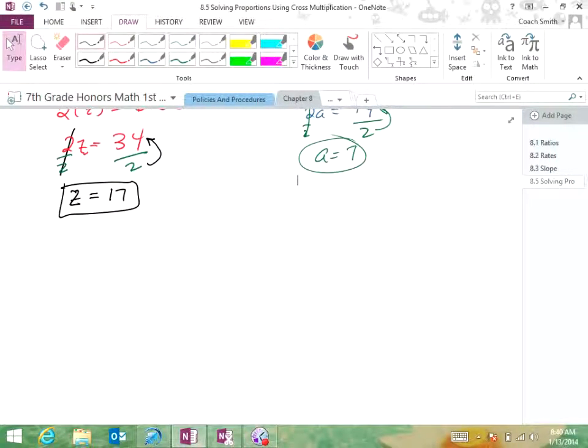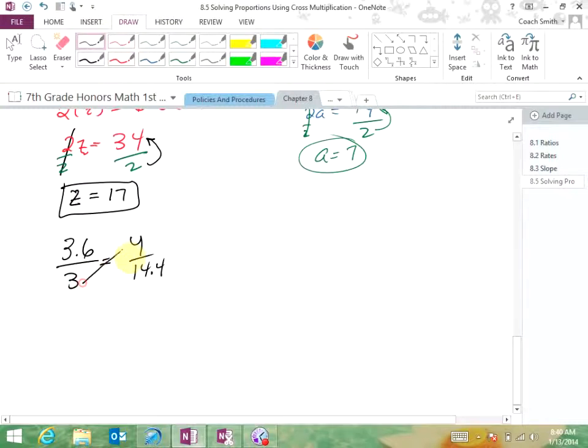Okay, well, what if they give us multiple decimals in the problem? Still doesn't change. 3.6 over 3 equals y over 14.4. Okay? So, cross multiply. That gives me 3 times y is equal to 3.6 times 14.4.